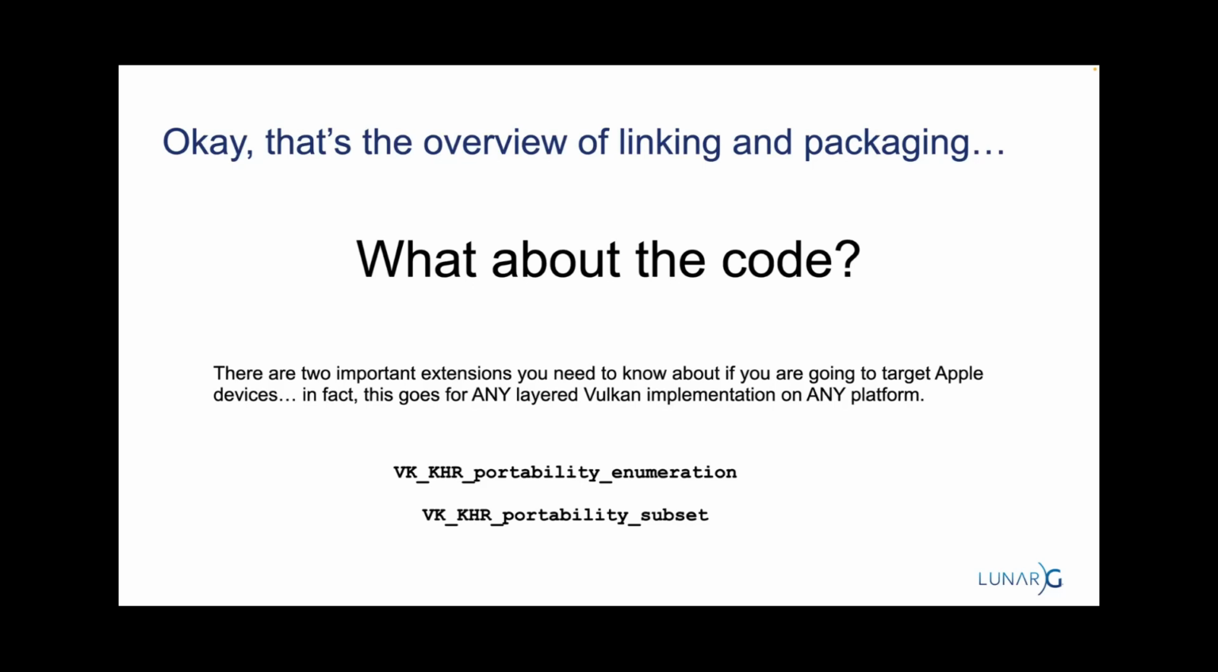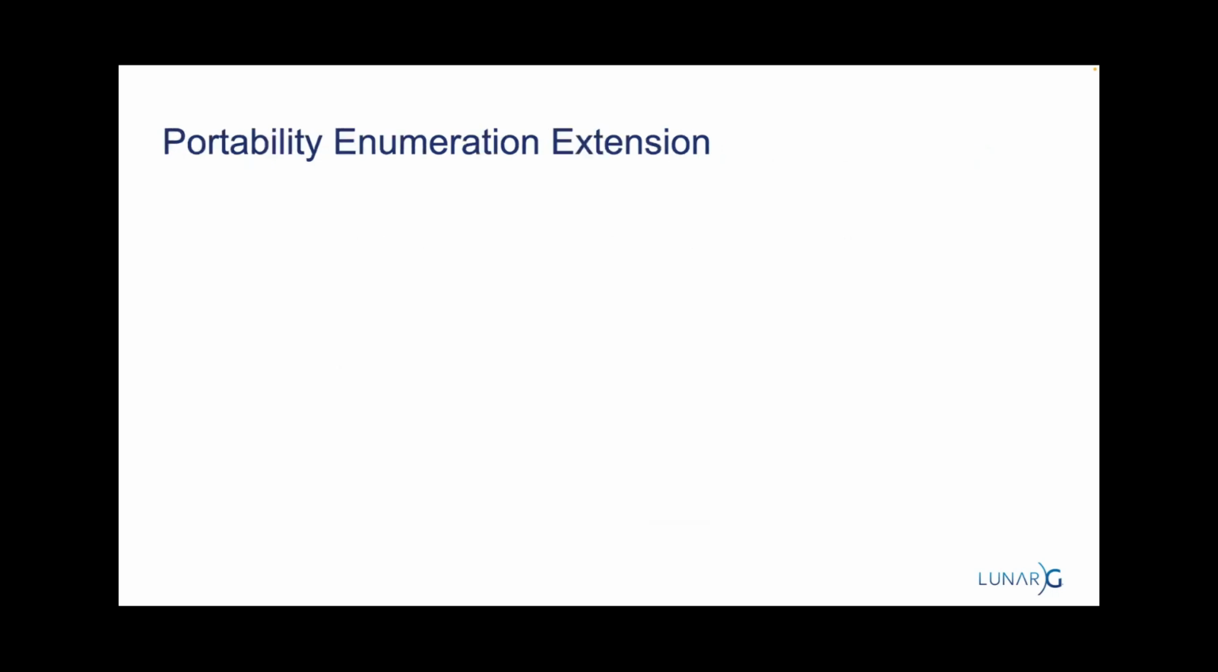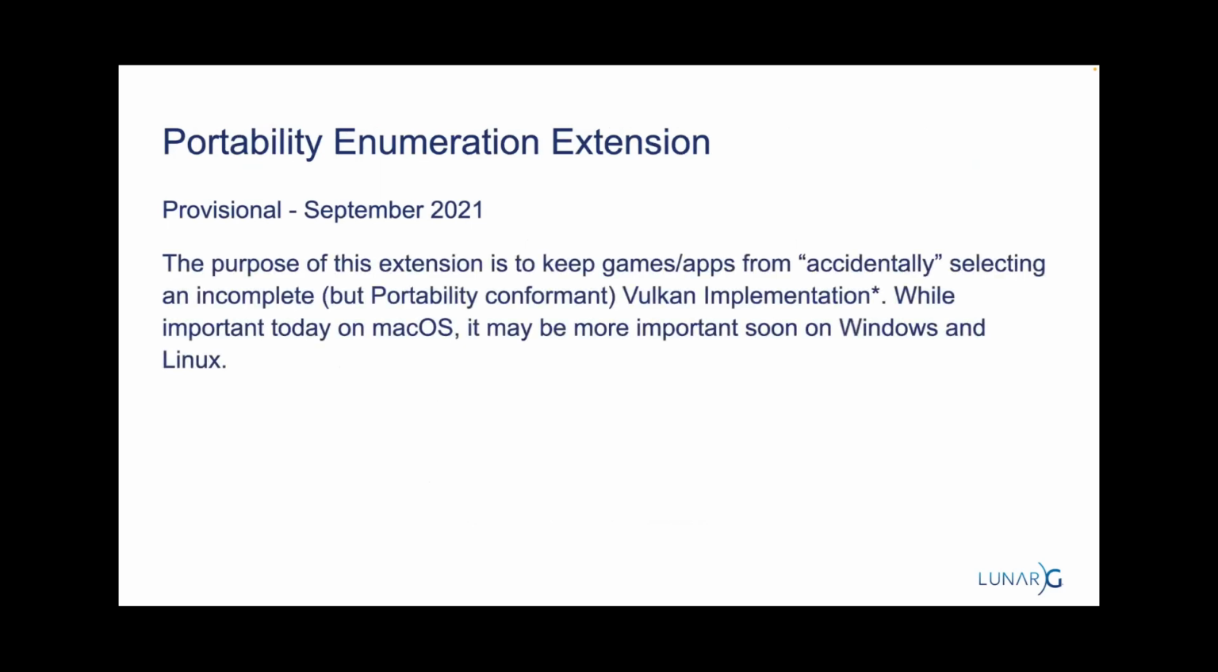It allows you to go, hey, am I running on Mac or Windows, or am I running somewhere where I have a portably compliant implementation that has well-defined and documented holes in functionality, or am I running on a full conformant Vulkan implementation? And that's what these extensions are going to allow you to do. So first, we have the portability enumeration extension. This is provisional, it's subject to change, which we all know, again, means it will change probably.